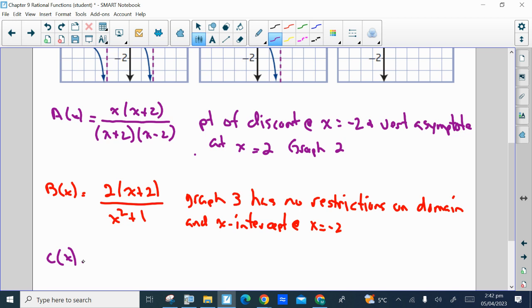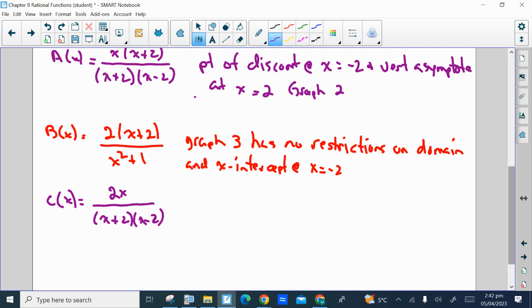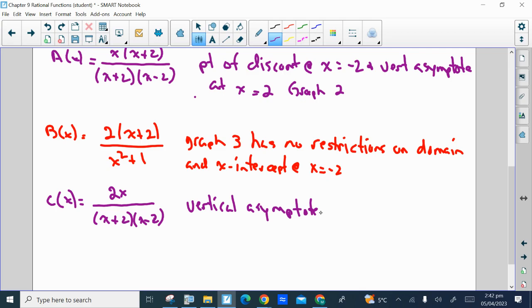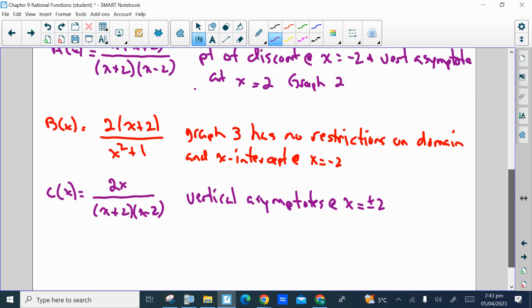So let's just confirm that. When you factor the denominator for c of x, you're going to get x plus 2, x minus 2. Neither of those factors cancel, which means you're going to have 2 vertical asymptotes at x equals both positive and negative 2, which is what graph 1 has.